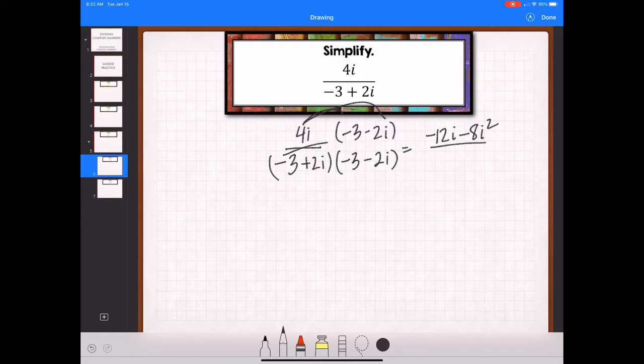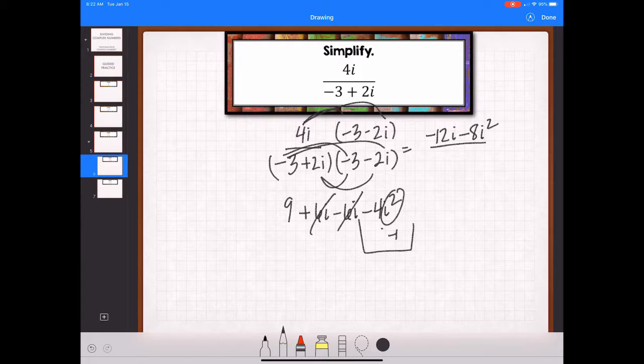The denominator, multiply, that's going to give me negative 3 times negative 3 is 9. Multiply, that's a positive 6i. Underneath, negative 6i, and underneath, negative 4i squared. These middle i's cancel. This i squared is really negative 1. So this is really the value of positive 4. Combine the reals, that's 13. This i squared is negative 1.